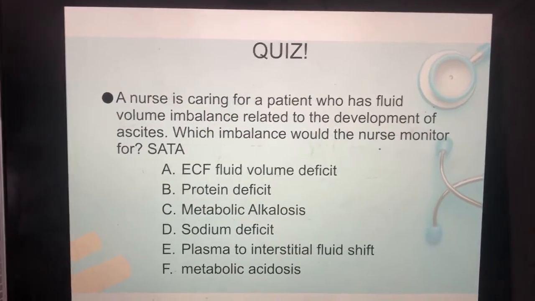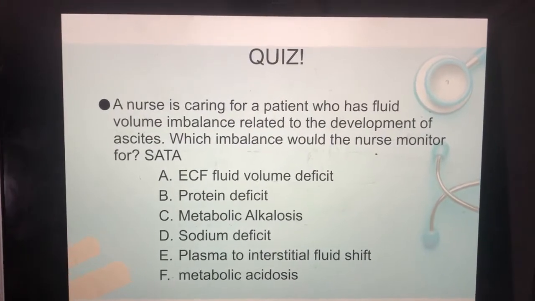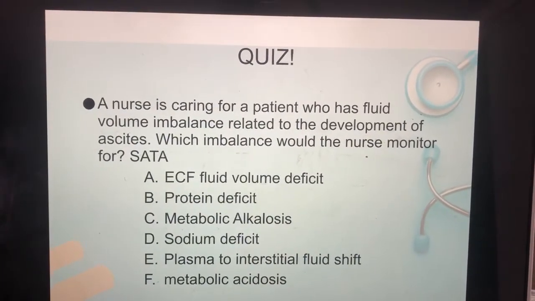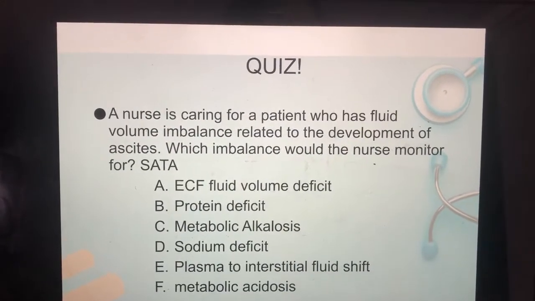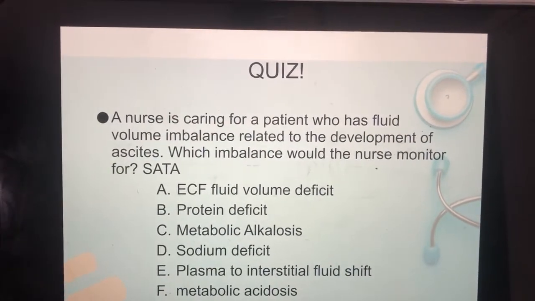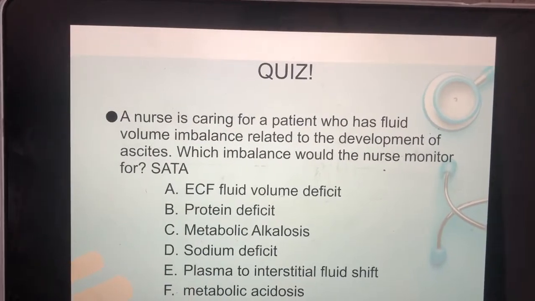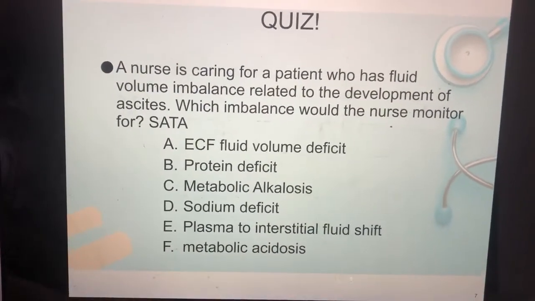Pop quiz time. A nurse is caring for a patient who has a fluid volume imbalance related to the development of ascites. So selecting all that apply, what imbalance will the nurse monitor for? I'll give you the answer at the end of the PowerPoint, so just keep that in mind.